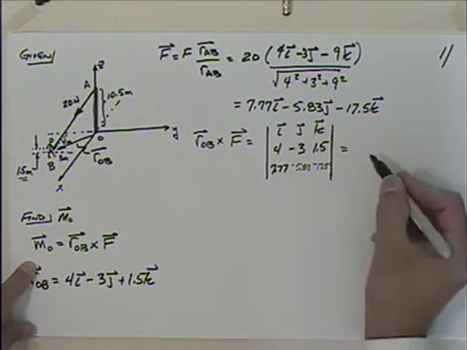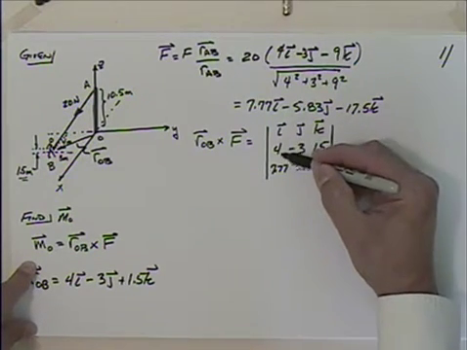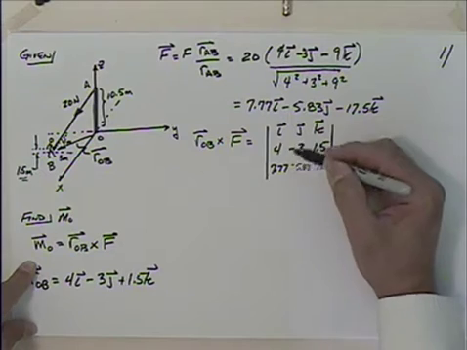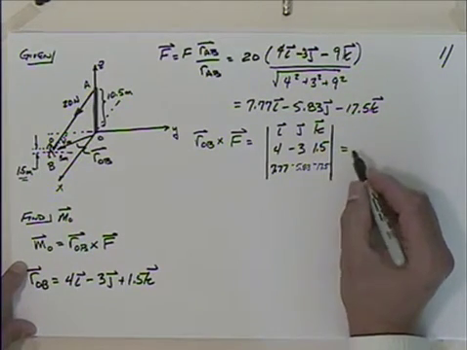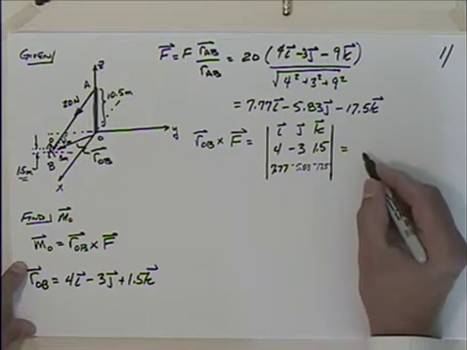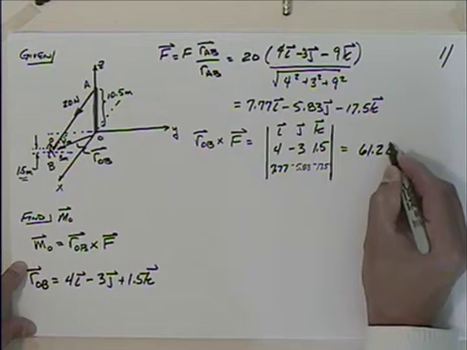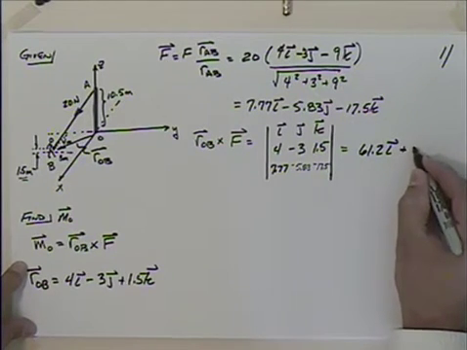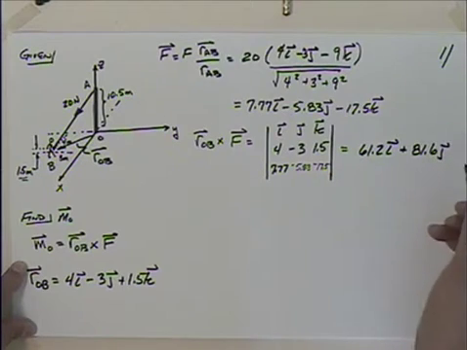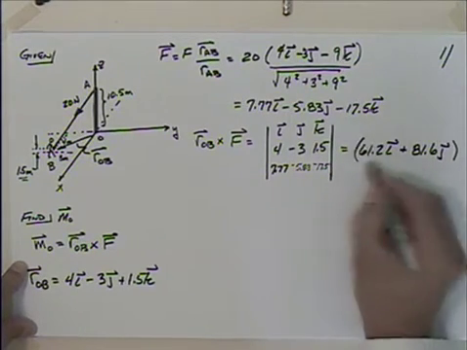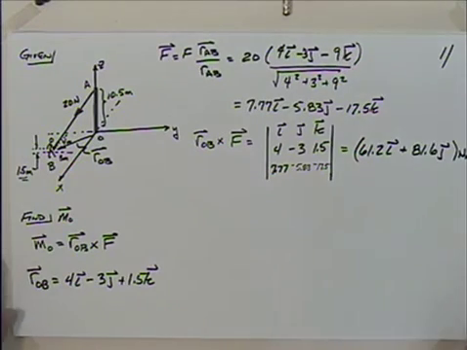You can look at the last video that I did, and it talks about the mechanics of going through and doing this cross product. Or once you're comfortable with that, you can put it in your calculator and speed up the process. But you're going to have 61.2 in the I direction plus 81.6 in the J direction, and that would be Newton meters.